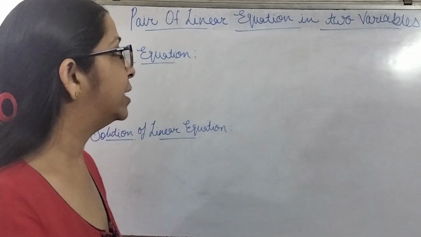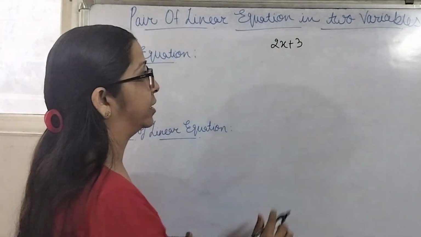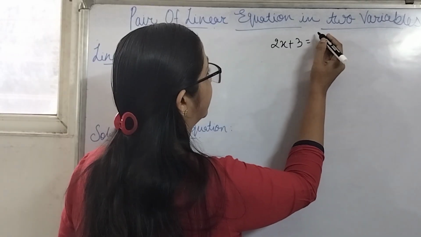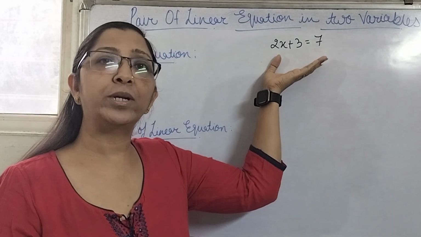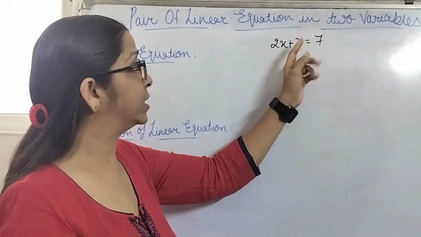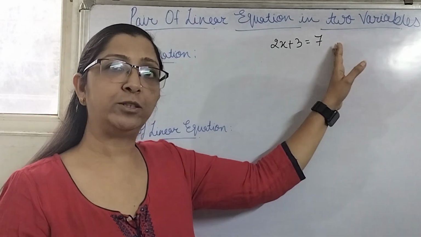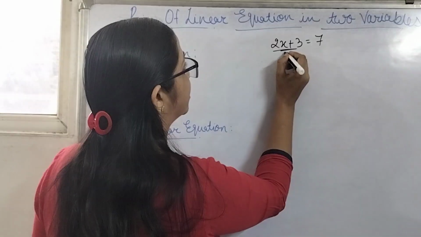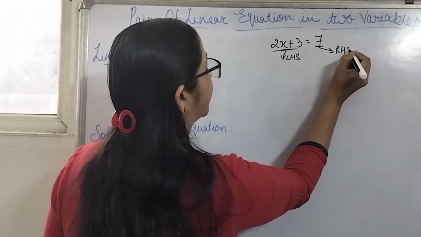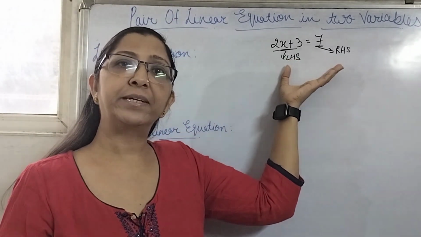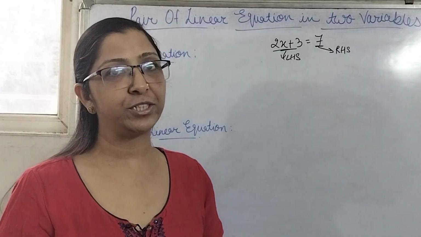is an equation. For example, suppose I say that one expression, 2x plus 3, is equivalent to a constant algebraic expression, that is 7. Such a representation is known as an equation. Here there are two parts, one towards the left of the equal sign and one towards the right-hand side of the equal sign. The part towards the left is known as the LHS and the part towards the right is known as the RHS. Whenever we represent two algebraic expressions as equivalent to each other, such a representation is known as an equation.